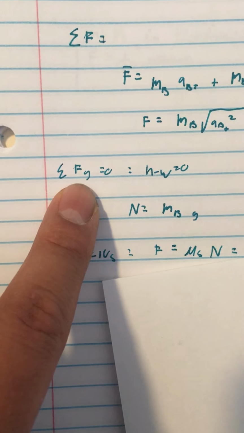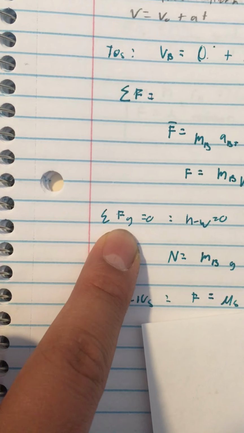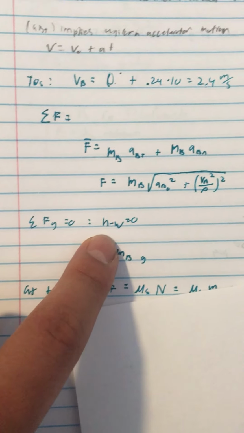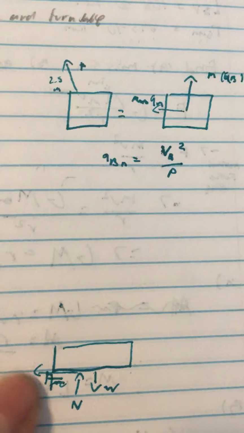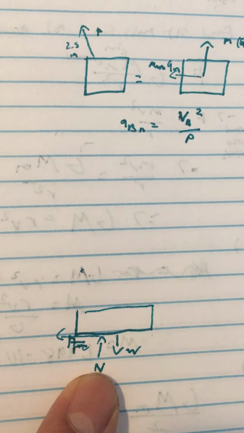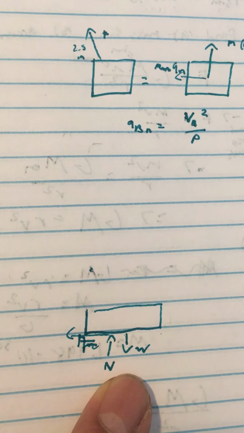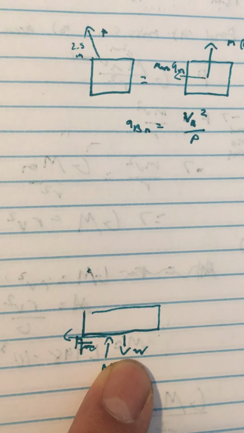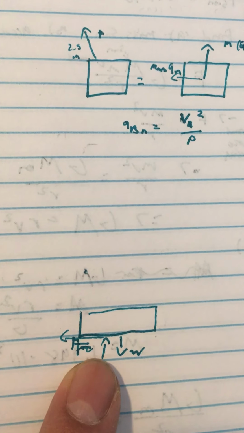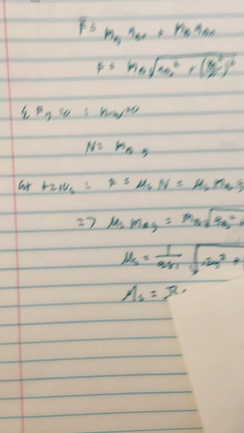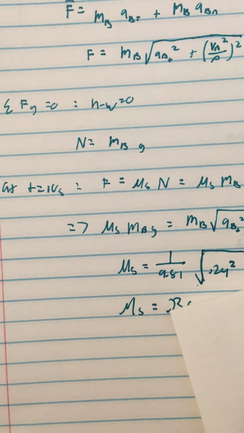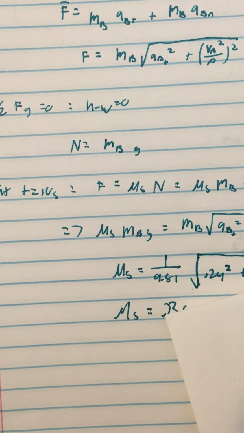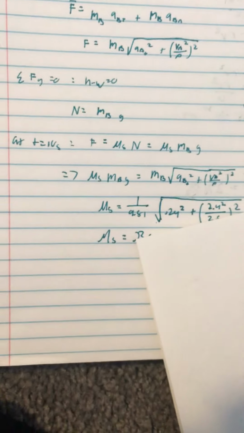Sorry, just looking through my notes. Okay, sum of forces in the Y, since it's not moving upward, has to be equal to 0. So we get that N minus W equals 0, and this is for that free body diagram for the trunk. It's N, the normal force up from the turntable, W of the trunk itself, and this is that force it feels from the circular motion going inward. So we know N has to equal the mass of the trunk times gravity.